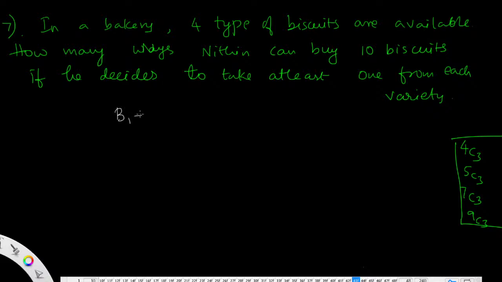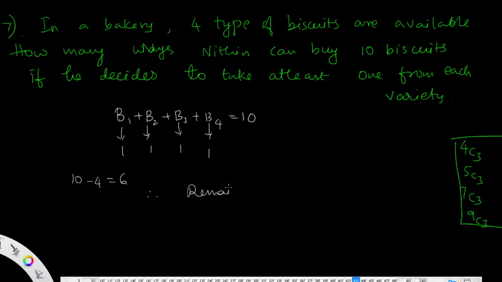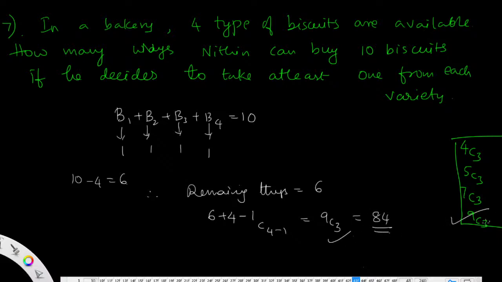So biscuits means B1 plus B2 plus B3 plus B4, total number is 10. Each variety carries at least 1, that is 1, 1, 1, 1. Therefore 10 minus 4 becomes 6. So remaining things equal to 6. By Beggar's formula, 6 plus 4 minus 1 C 4 minus 1, that is equal to 9C3, that is 84. That's all. 9C3 means the last option. Yes, Vaishnavi, super.